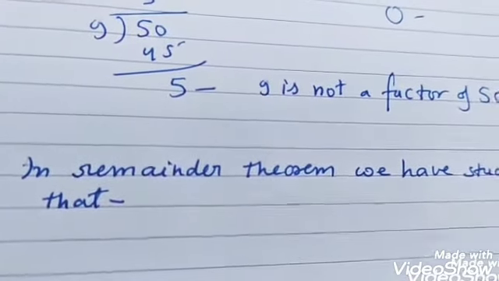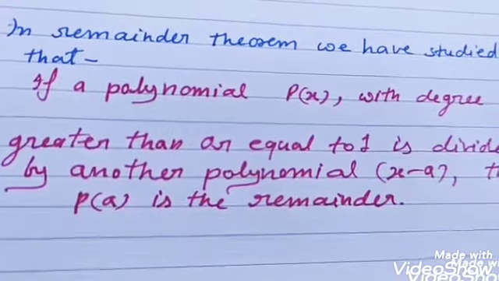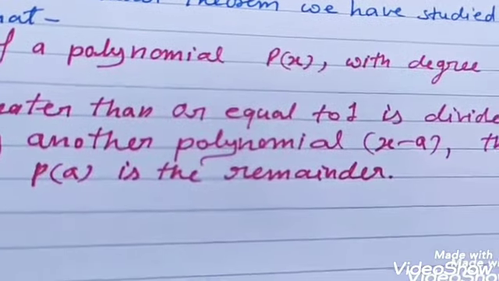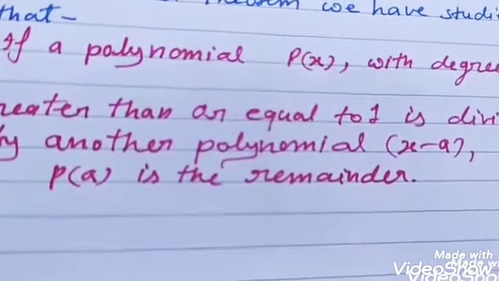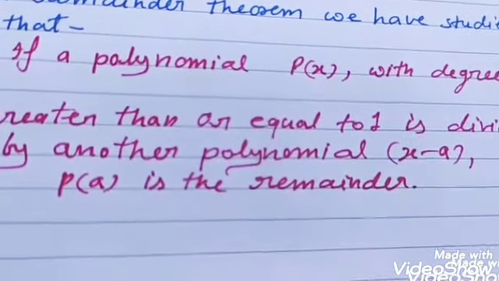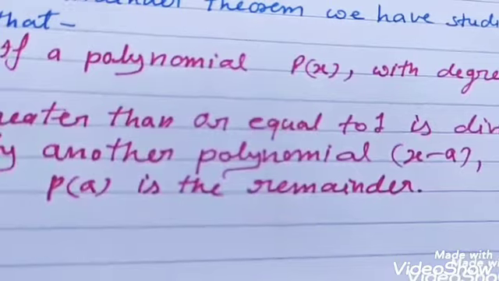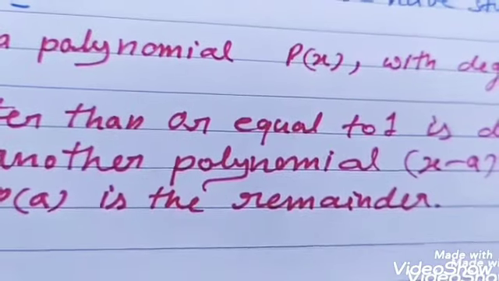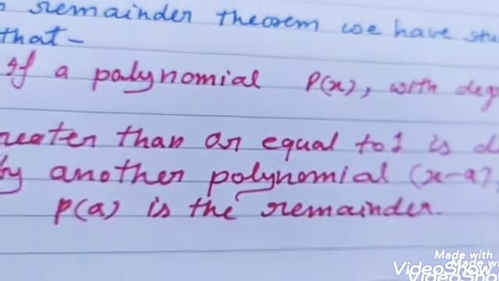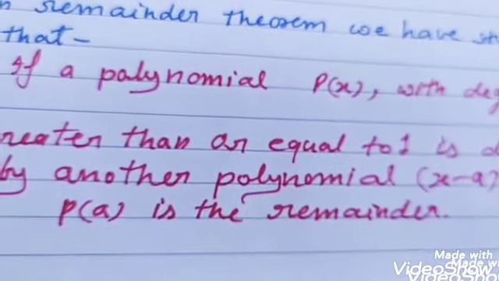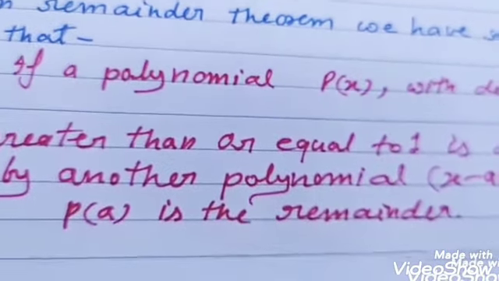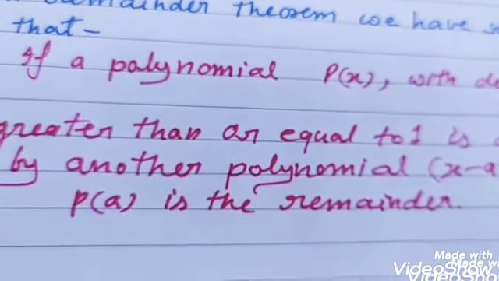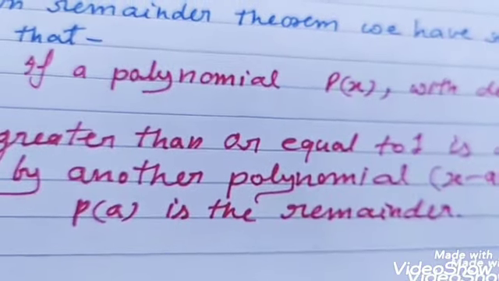In remainder theorem, we have studied that if a polynomial p(x) with degree greater than or equal to 1 is divided by another polynomial x minus a, then p(a) is the remainder. So p(a), what is a? A is a real number which is the 0 of the divisor x minus a, as we have discussed earlier. So p(a) is the remainder. Now, as we have discussed in factor theorem, if the remainder is 0, then the divisor is a factor of the dividend.